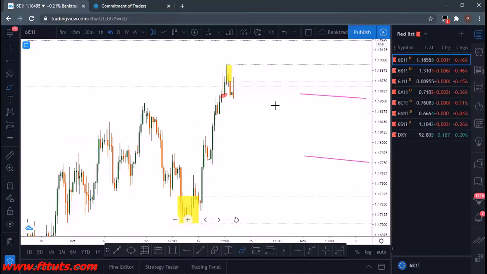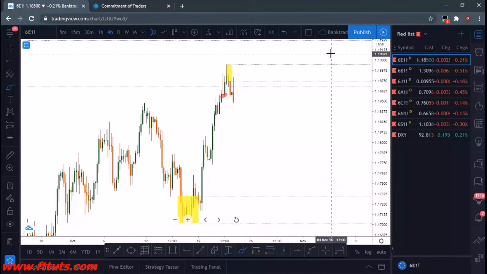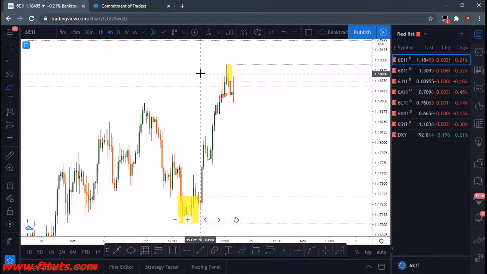When you look at your structure, what do you see? When you look at your analysis, what do you see? You see that price is on a supply area. So you know when price is on supply, we're not looking to buy. We are looking to sell. We're only looking to sell. When we're on supply, we are only interested in selling price.